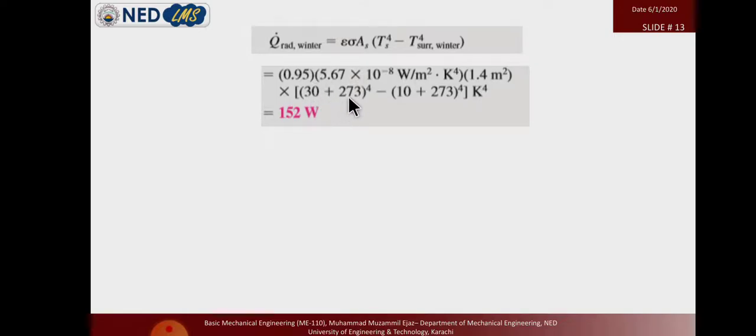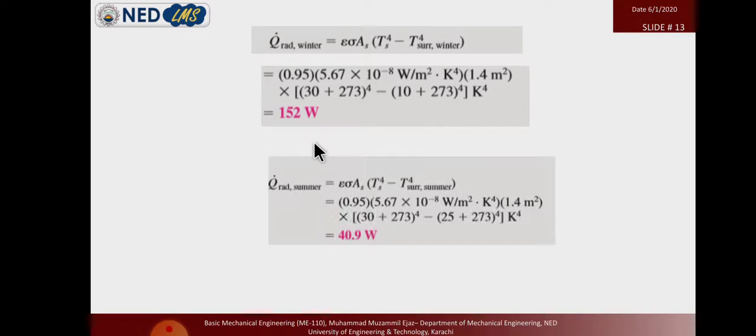So 30 plus 273 we convert to Kelvin, and for the surrounding in winter, the wall and roof temperature is 10 degrees, so they took 10 plus 273. So the Q radiation, the radiation from your own body to the surface of the walls, surroundings and roof, is 152 watt. Your body is radiating 152 watts of radiation. Let's check the summer. As I told you, in the summer the value is around 3 times lesser than in the winters.